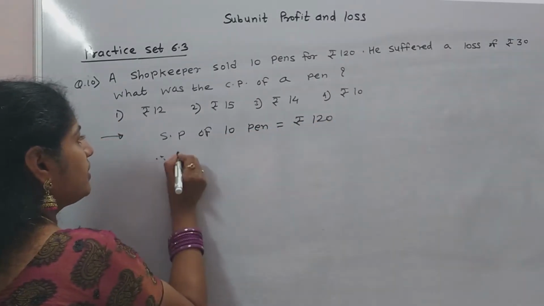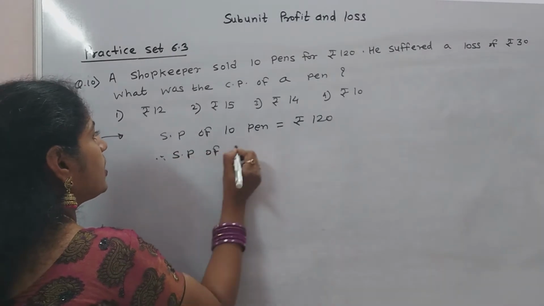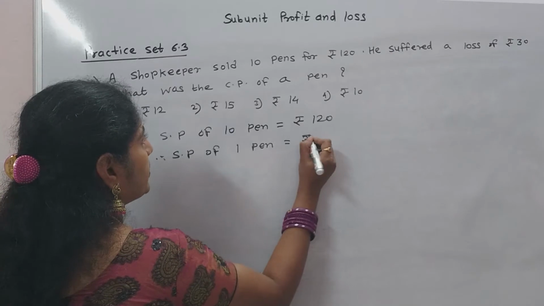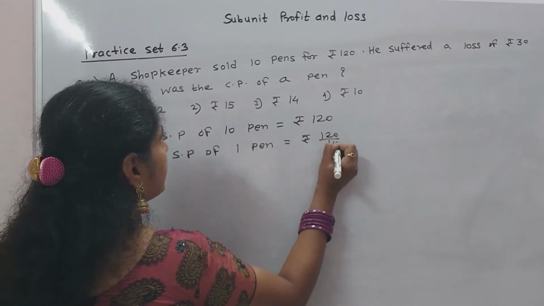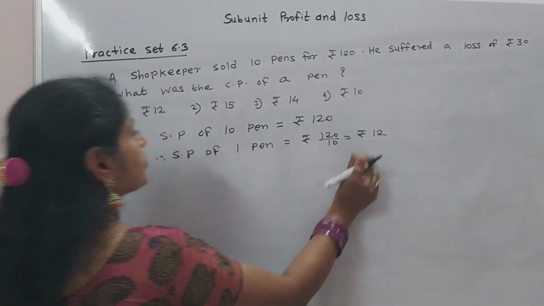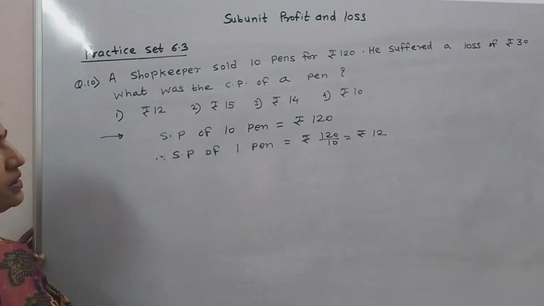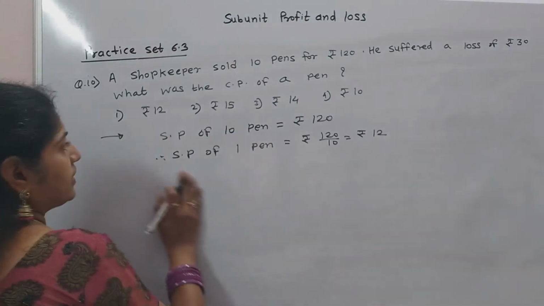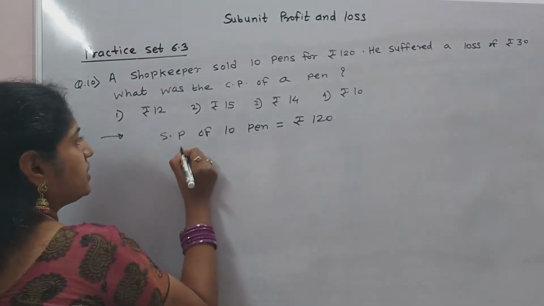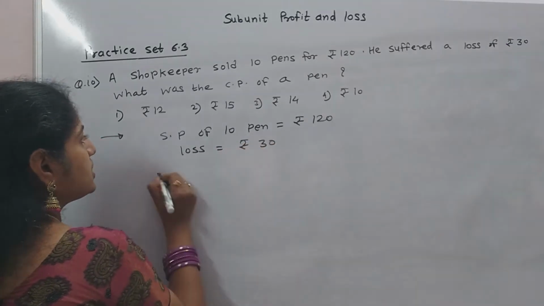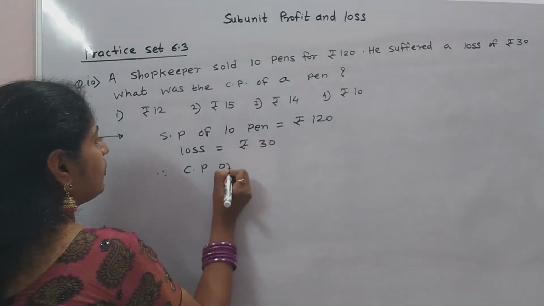So, selling price of one pen equal to rupees 120 divided by 10, that is rupees 12. He suffered a loss of rupees 30. Loss is given, loss equal to rupees 30.